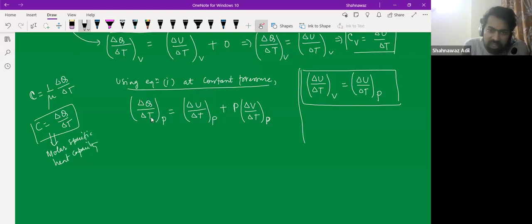So delta Q by delta T is molar heat capacity, and this is at constant pressure. And this is delta U by delta T at constant pressure.